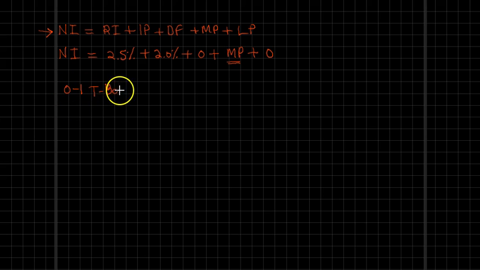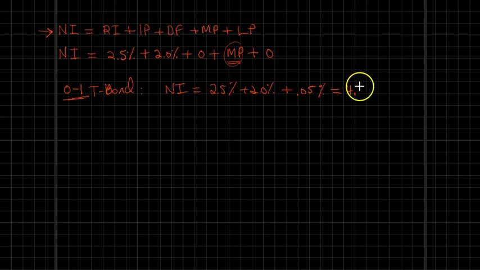So let's start with the 0 to 1 year treasury bond. For this bond, the formula applies as 2.5% plus 2% plus the maturity premium for the 0 to 1 year bond, which is 0.05%. Adding these figures together, we find that the nominal interest rate for 0 to 1 year treasury bonds is equal to 4.55%. In a similar way, we can calculate the other securities as well.